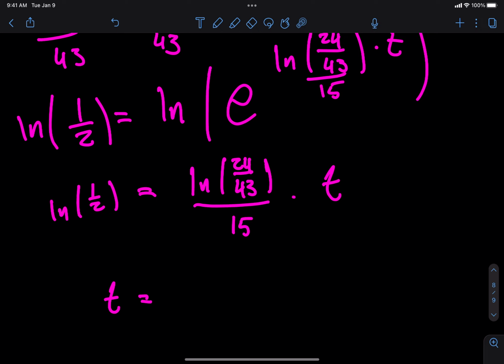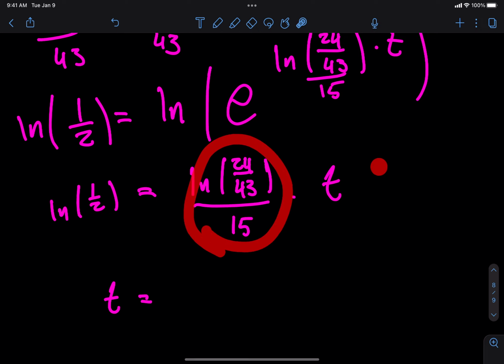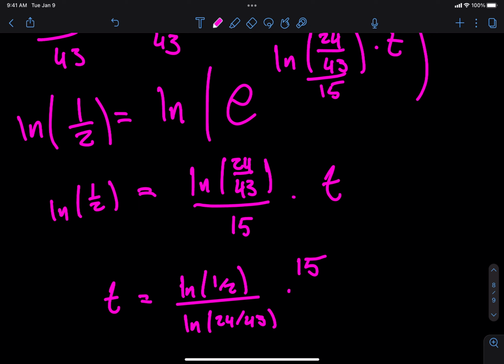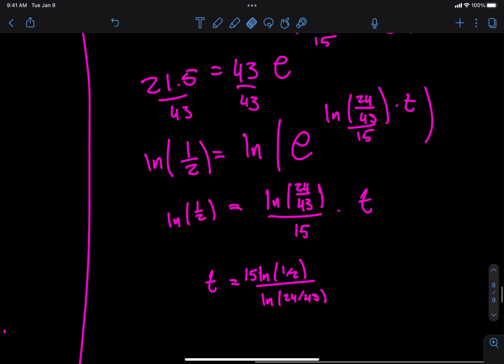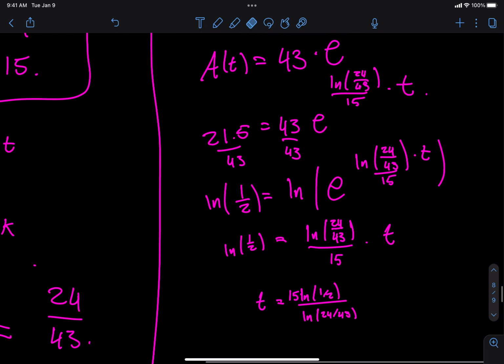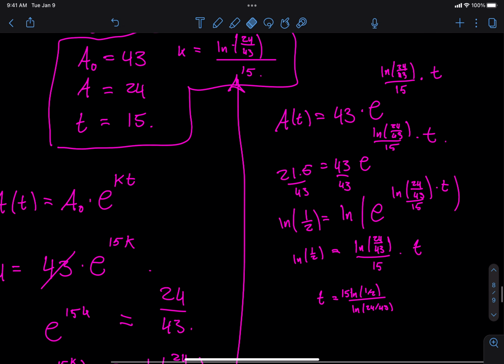t will then be equal to, it's being multiplied by a fraction, multiply both sides by the reciprocal of that fraction, and I'll be done, right? So t is going to be ln of 1/2 divided by ln of 24 over 43 times 15. Or you could put the 15 up here if you want. Okay? So totally reasonable. I didn't need to use a calculator for any of that. So yes, this is fair game for the exam.